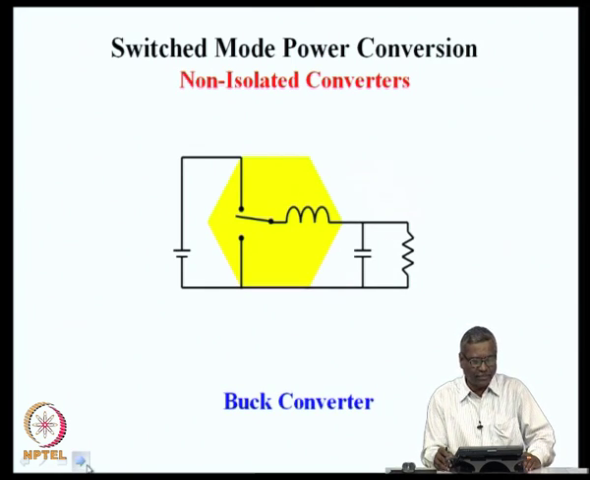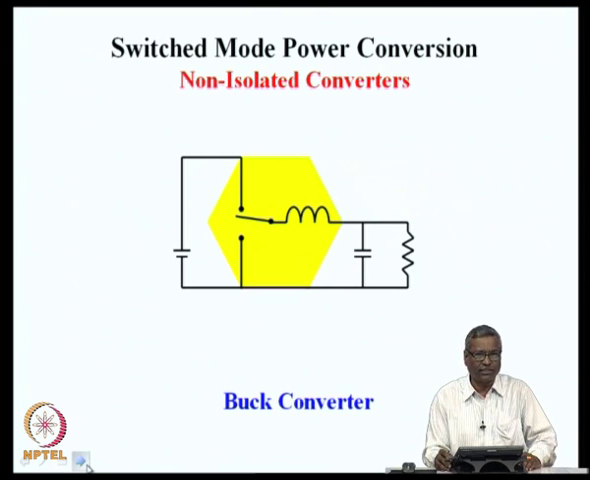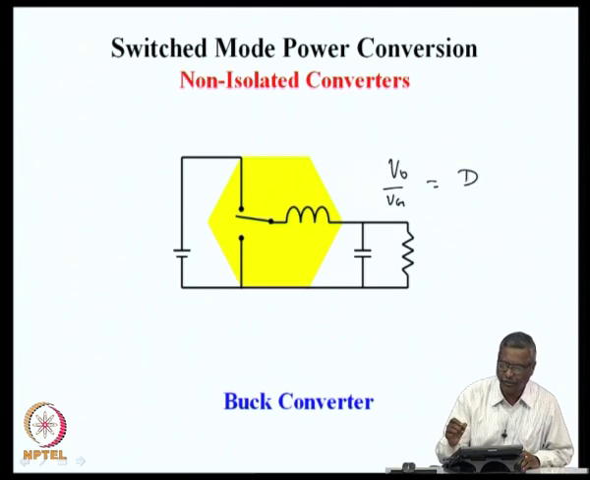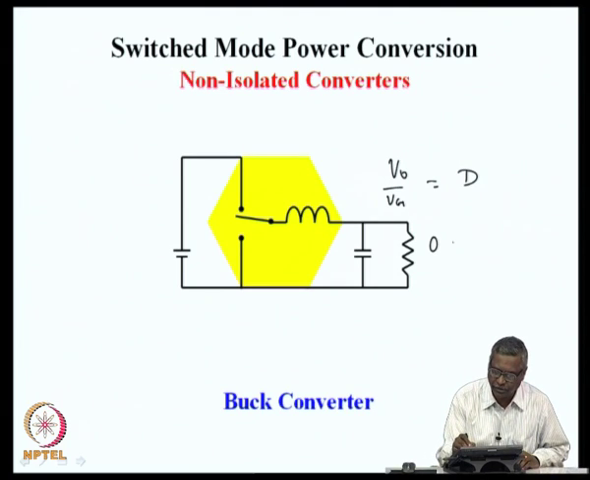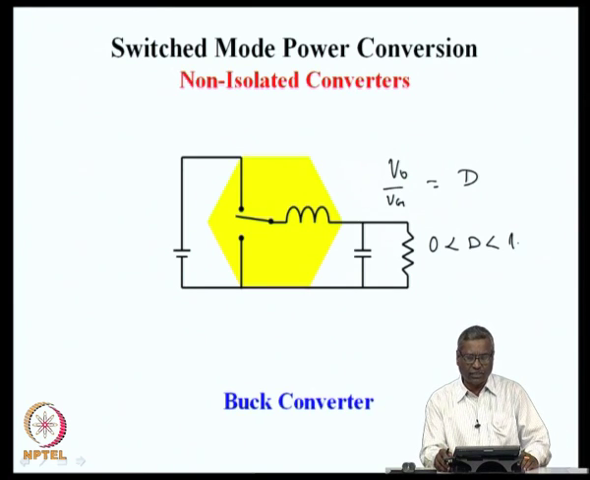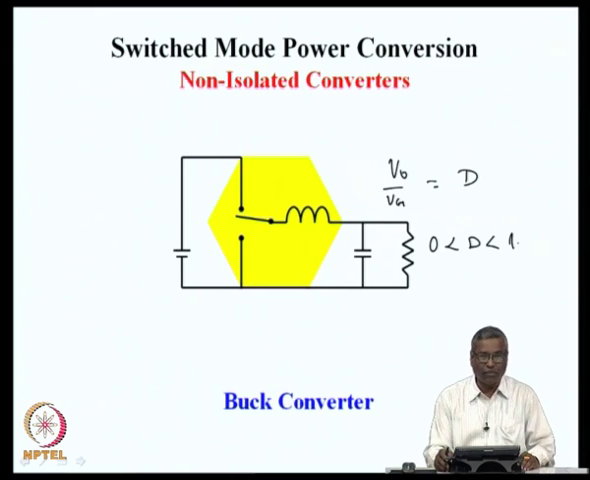We had seen in the previous lecture that this converter has a voltage conversion ratio V0 by Vg equal to D, the duty ratio, and this duty ratio is always less than 1. On account of this relationship, this type of converter is defined as the buck converter or step down converter. You can get an output voltage which is less than the input voltage, and that is the reason why this is called a buck converter.